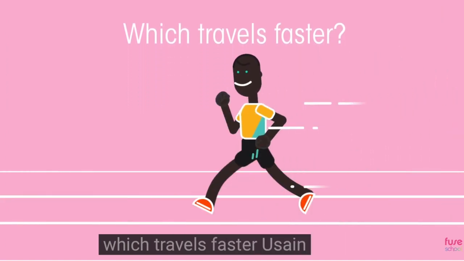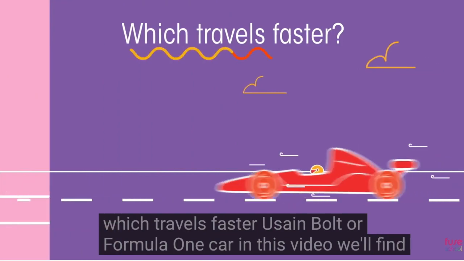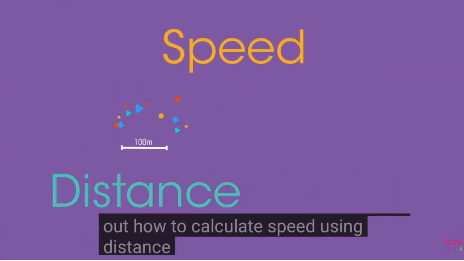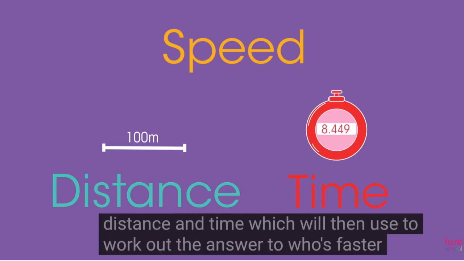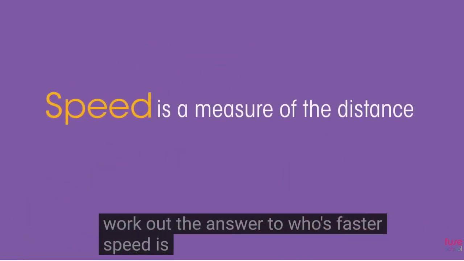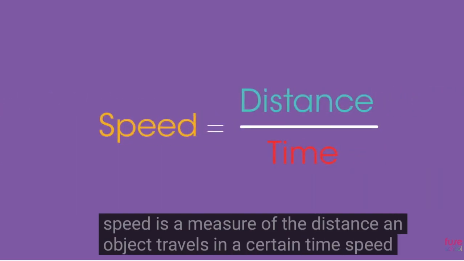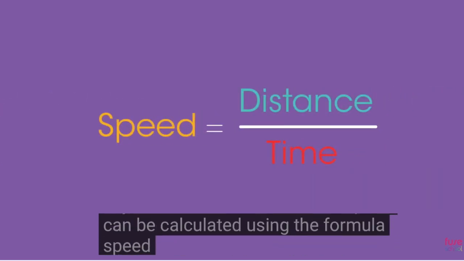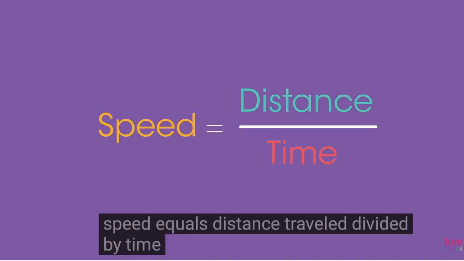Which travels faster, Usain Bolt or a Formula One car? In this video, we'll find out how to calculate speed using distance and time, which we'll then use to work out the answer to who's faster. Speed is a measure of the distance an object travels in a certain time. Speed can be calculated using the formula speed equals distance travelled divided by time.